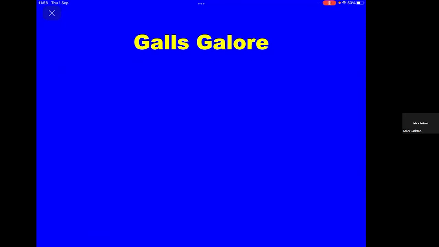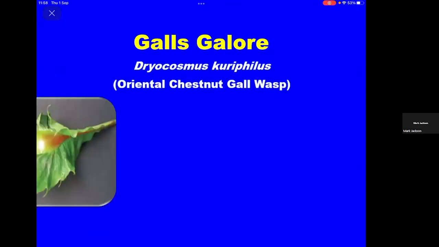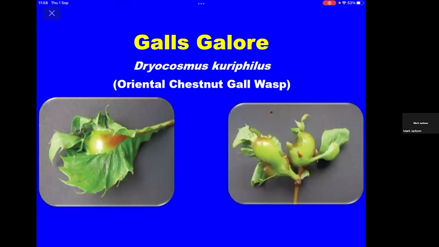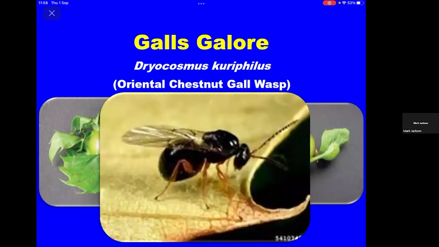Right, it's one that is maybe important to us, maybe not. The Oriental chestnut gall wasp has arrived in this country a few years ago. It's now becoming more widespread. There's a couple of examples of the galls. There's an example of the wasp. This is a black cynipid wasp. This is a notifiable pest. So if you come across it, you should notify the Forestry Commission.